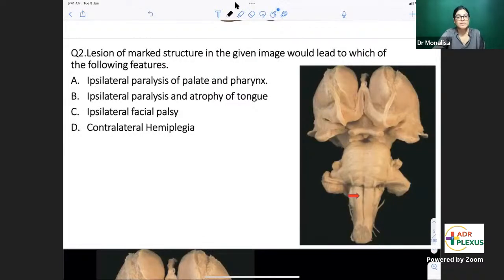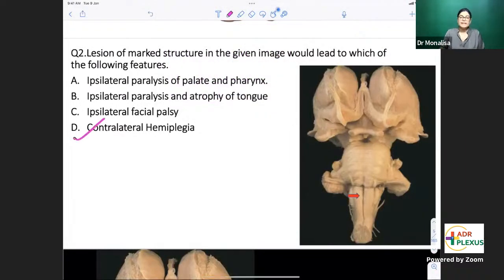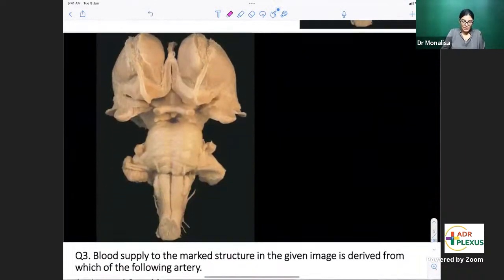So many of the aspirants have already given the answer, and definitely this question was asked two years back in the AIIMS entrance examination, and the answer will be contralateral hemiplegia. So absolutely correct. And the area which is arrow marked here.